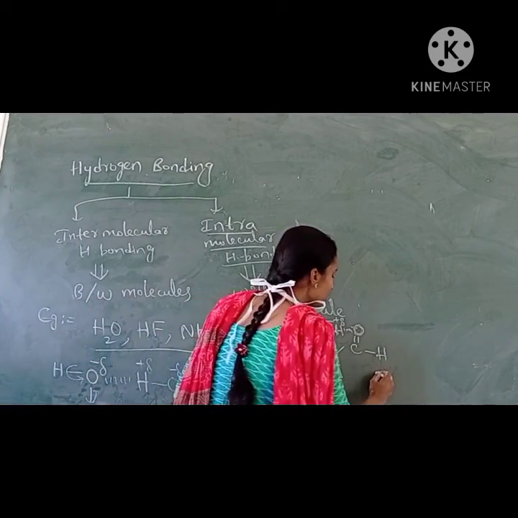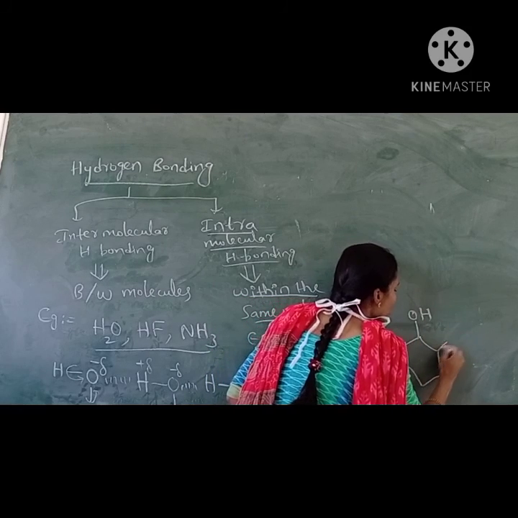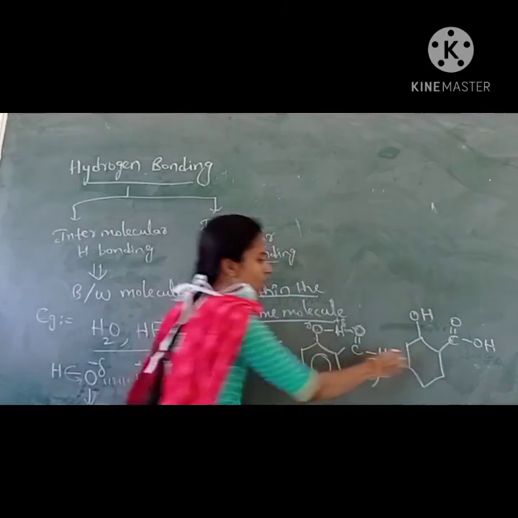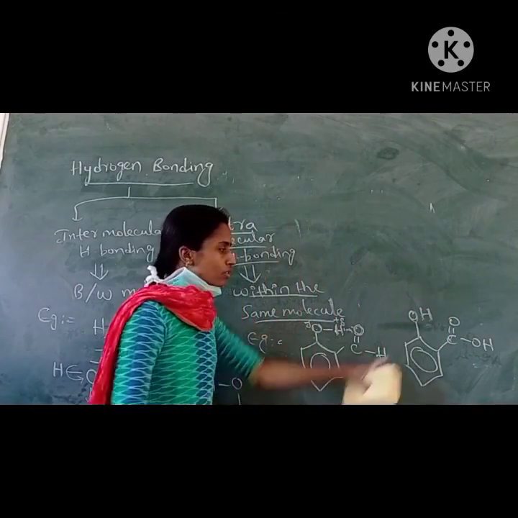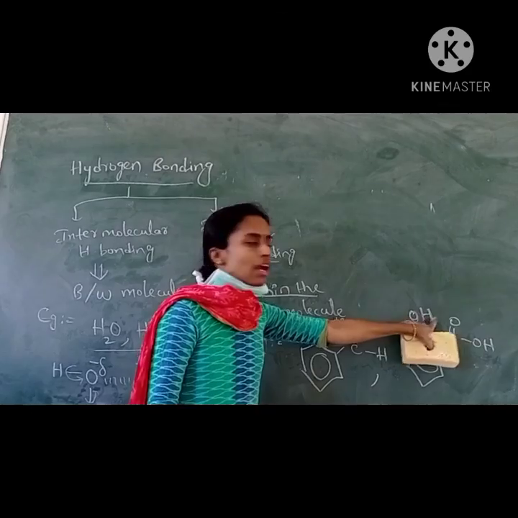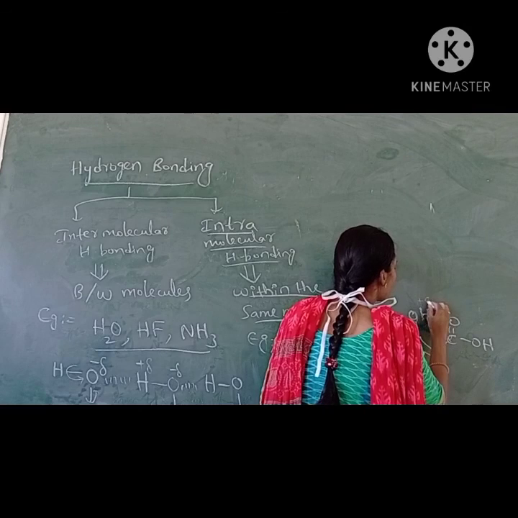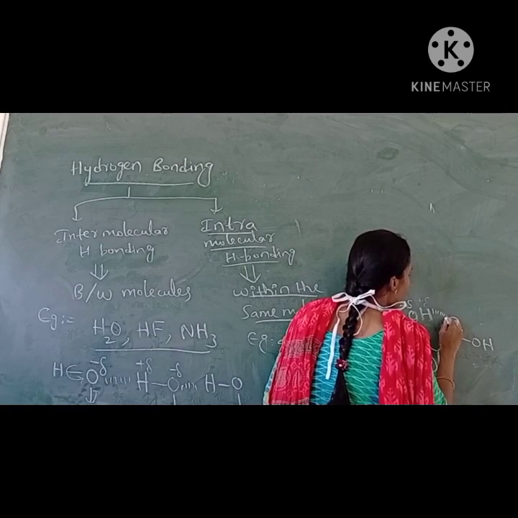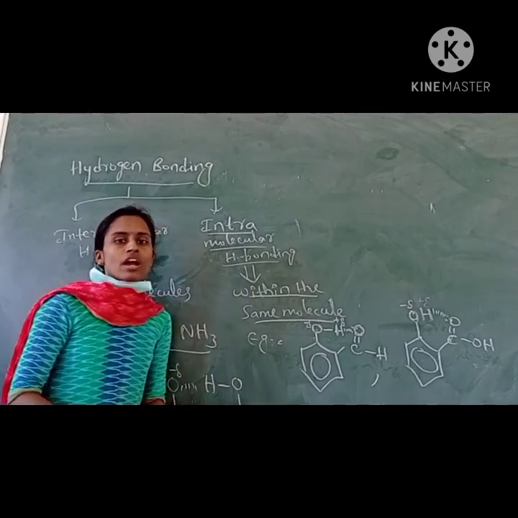One more example is orthohydroxybenzoic acid. This also has the OH group. Oxygen is more electronegative and is attached to the hydrogen, and there is another more electronegative atom, so the condition is fulfilled. The hydrogen gets partial positive, the oxygen partial negative, and the positive hydrogen attracts the lone pair electrons of the oxygen. This is intramolecular hydrogen bonding.